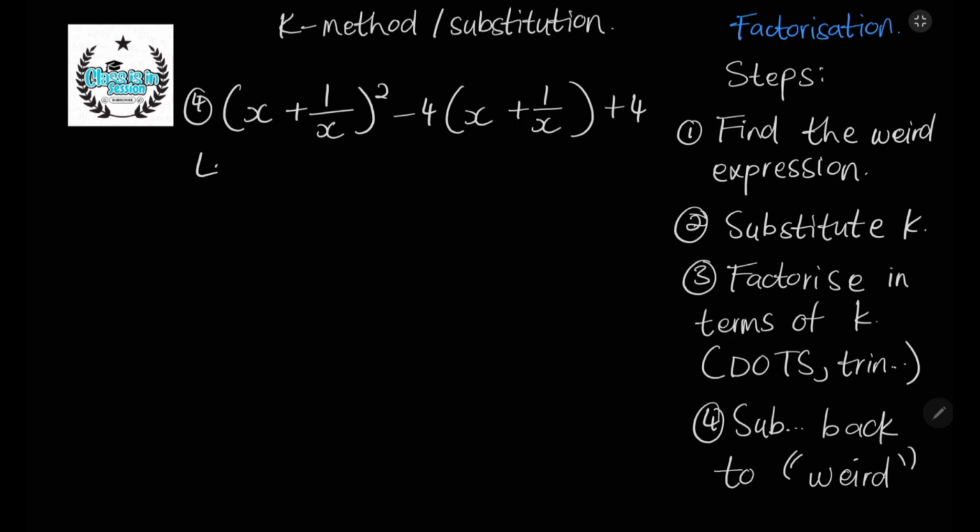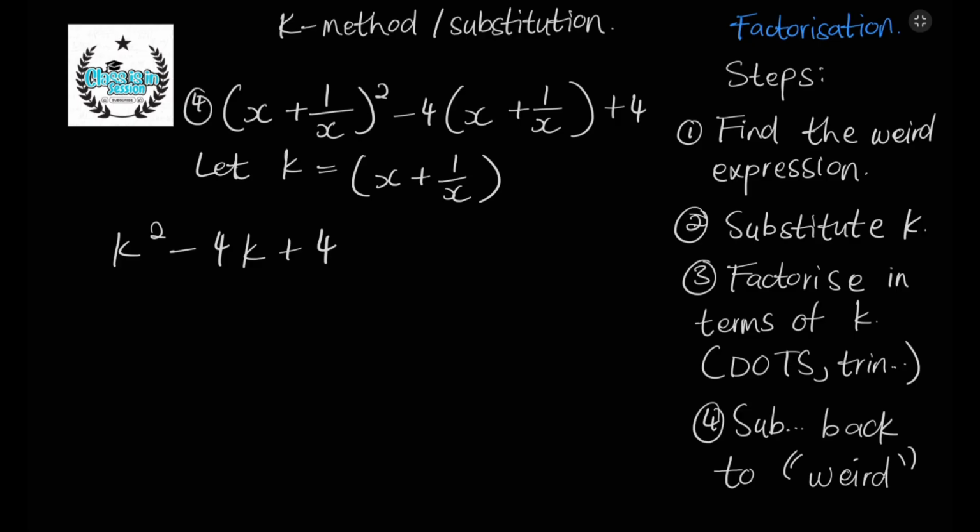So let k be x plus 1 over x. Okay, so replace this part with k. We have k squared, we have a minus 4, and that weird expression, we replace it with k, plus 4. So what do we have here? K squared minus 4k plus 4, we have a trinomial.